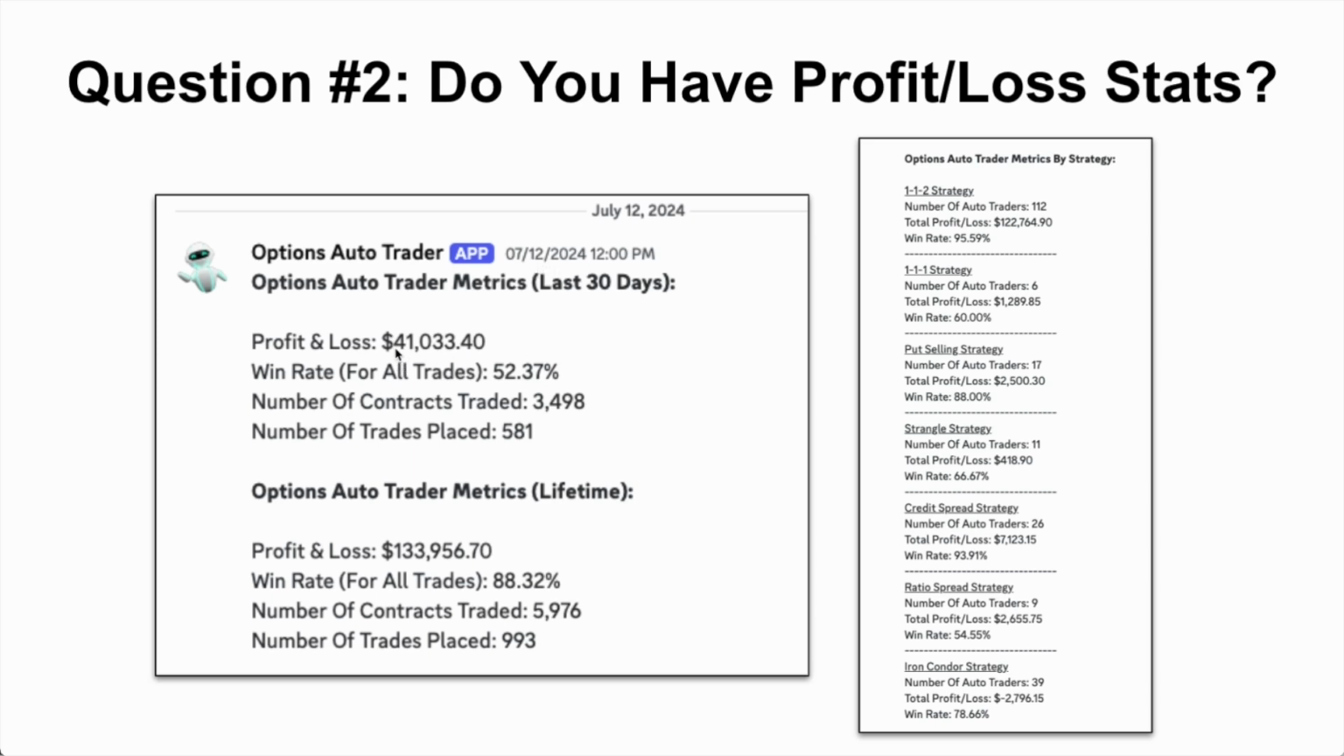The total profit made in those 30 days was 41,000. The win rate was 52%. Total contracts traded 3,500, and number of trades placed is 600. Guys, we're doing a lot of volume, a lot of activity, and money and profit is being made.